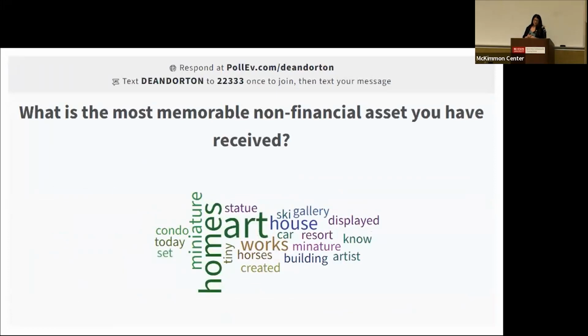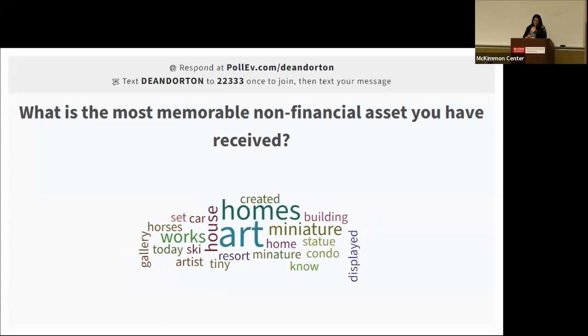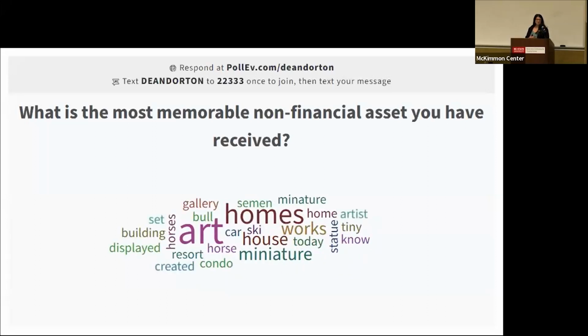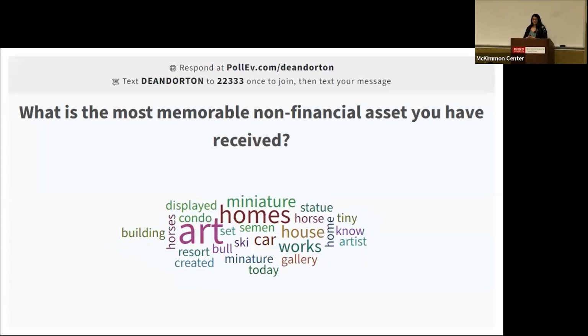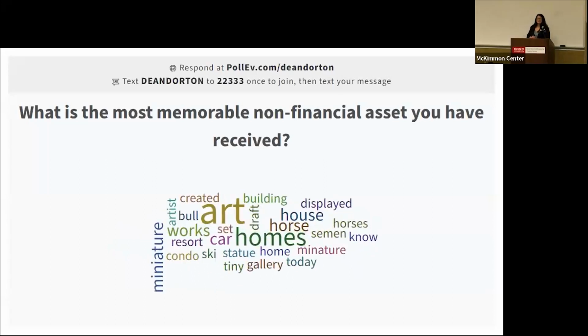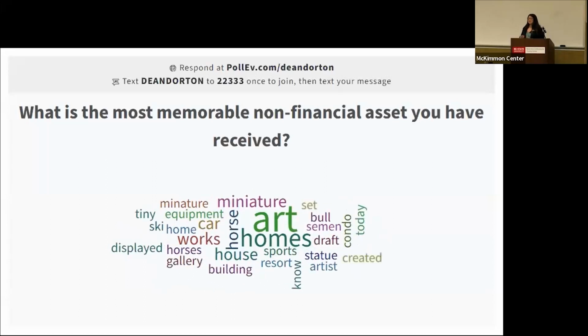Cars. Okay. Is that what it said? Oh yeah, it says a resort. I'll join that team. Selling some horses. All right. Interesting. I was just curious to see what kind of non-financial assets you guys were receiving.